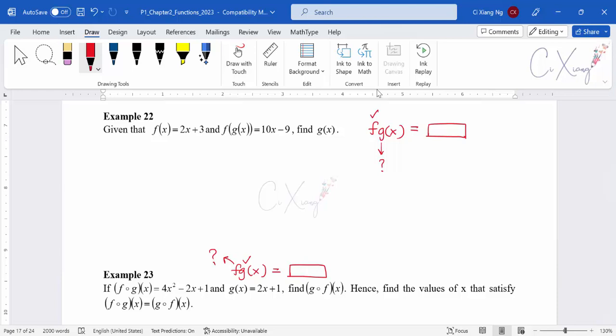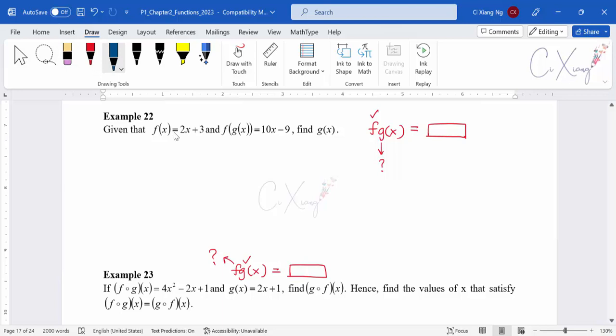So that means example 22, you don't know the function inside, and you want to find the function inside, the function that goes first in the composite function. And for example 23, basically they want you to find out the function that comes later, when you're having a composite function fg. Alright, so it is just a type of example to ensure that you know how to solve this kind of question. So let's have a look at example 22.